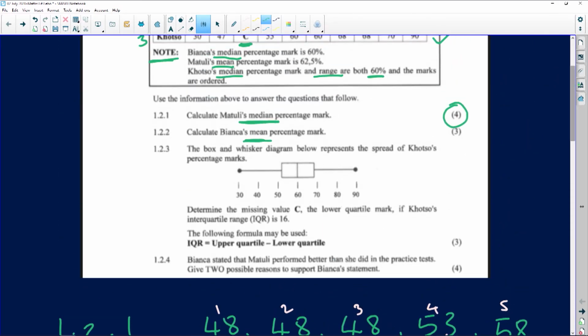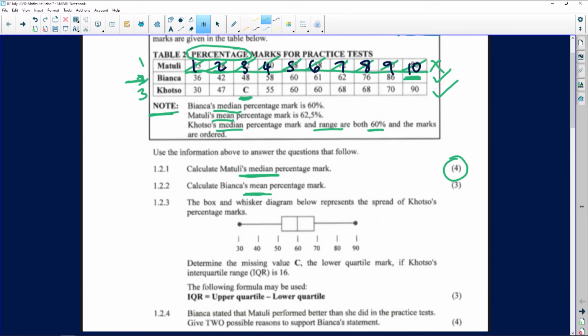The next question says to us, the box and whisker diagram below represents the spread of Khotso's percentage marks. So box and whiskers represent the spread of the marks. Let's go and compare this box and whisker. I love comparing such things. So we look at Khotso's minimum. That's the minimum over there. That's what you need to know about box and whiskers. This is always the minimum.